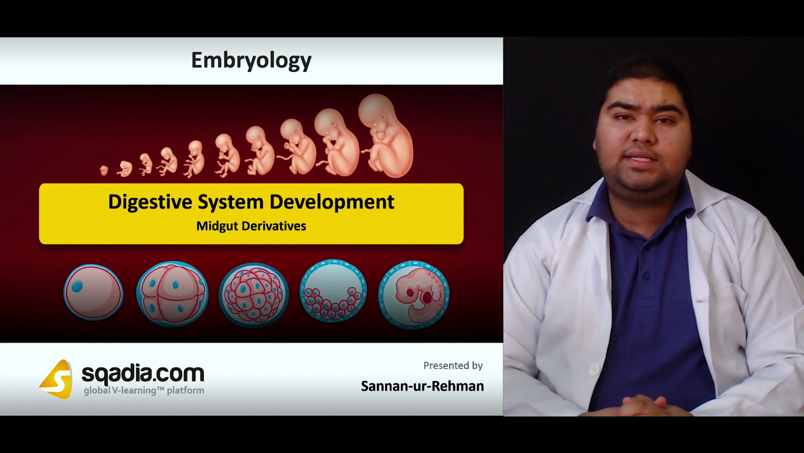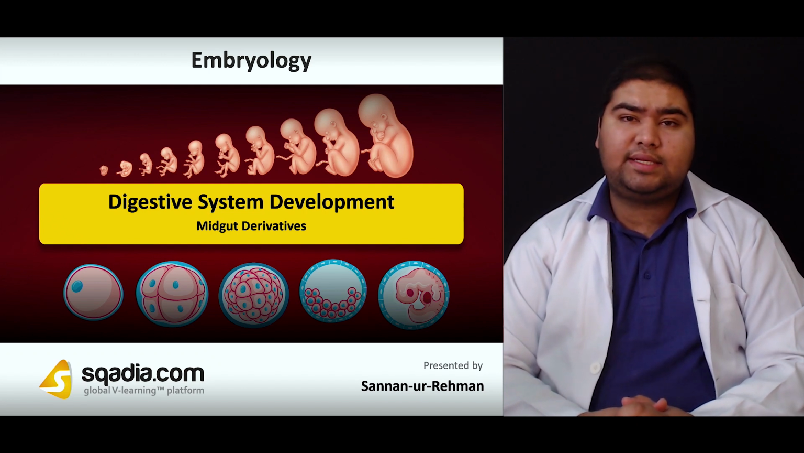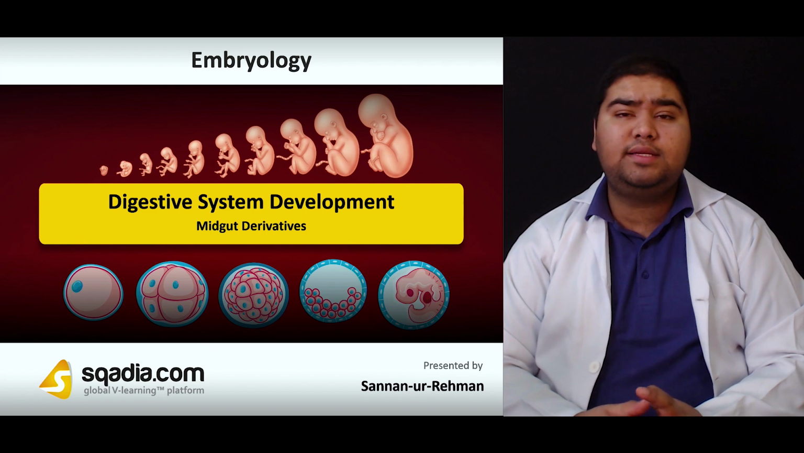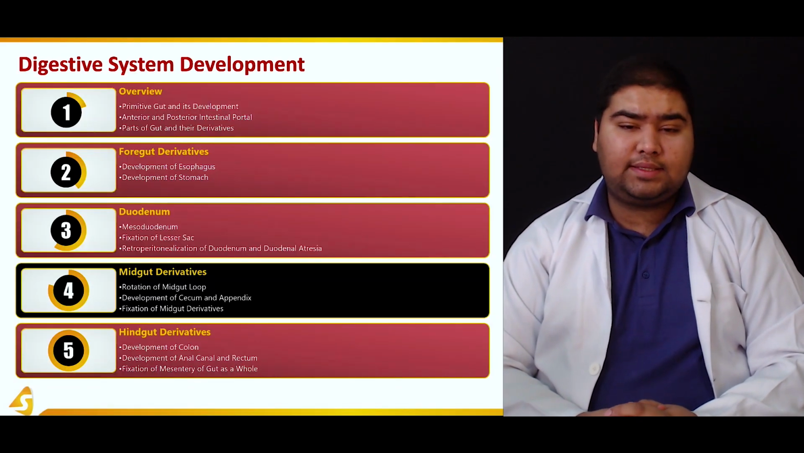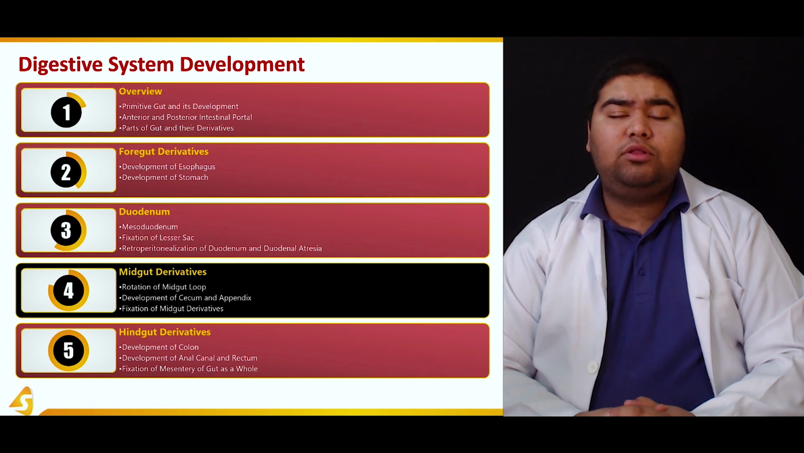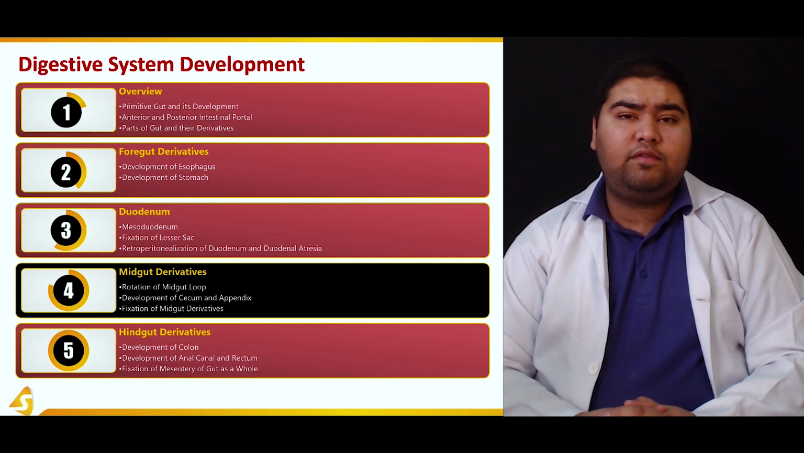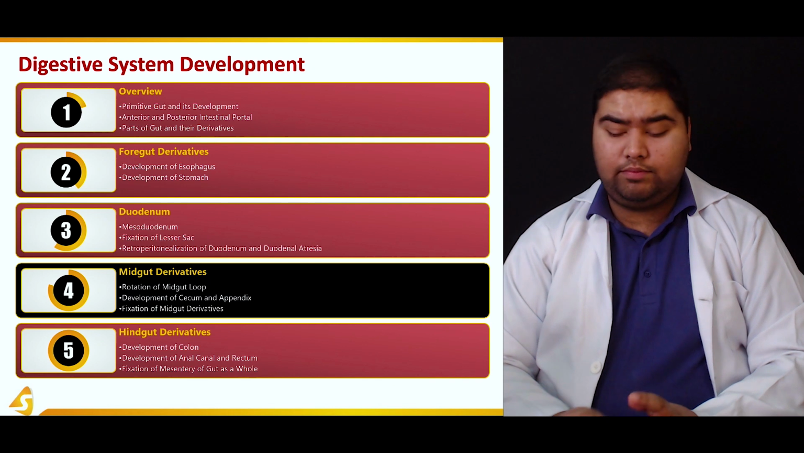We'll see how the cecum develops and how the appendix is formed, and what are the various important sites of the adult appendix. And finally, we'll see how the adult derivatives from the midgut are formed.